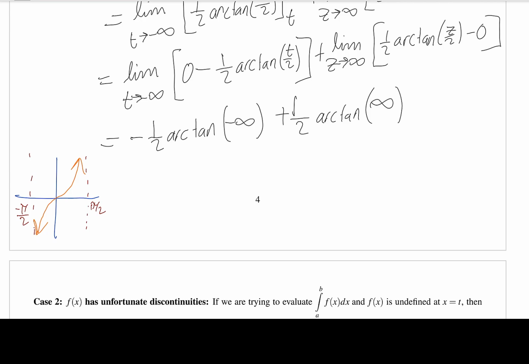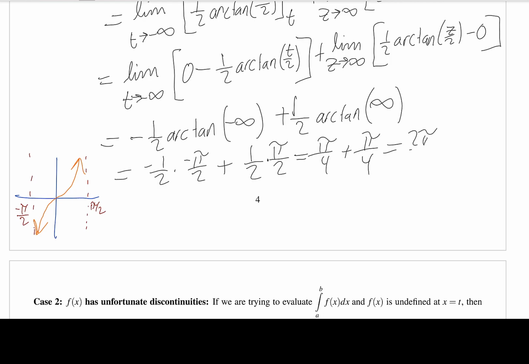So when we're looking at our y value going to negative infinity, because this represents our y value in here, we can see that our x value is going to negative pi over 2. So this is negative 1/2 times negative pi over 2 plus 1/2 arctan of infinity. So as our y value is going to infinity, here our x value is approaching pi over 2. So times pi over 2. So this is negative 1/2 times negative pi over 2, which gives us positive pi over 4, plus pi over 4, which gives us 2 pi over 4, which is equal to pi over 2.